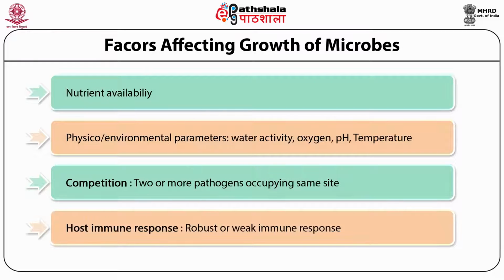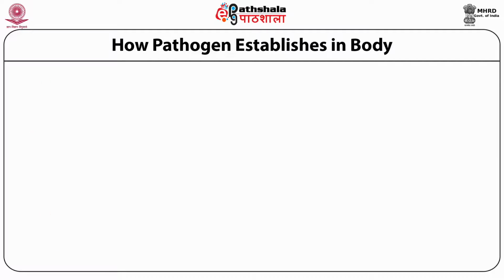How quickly the host will put its immune response in function. If the immune response is robust, the bacteria cannot grow. If it is a weak immune response, bacteria can grow very easily at that body site. So how does a pathogen establish its colony in the body?